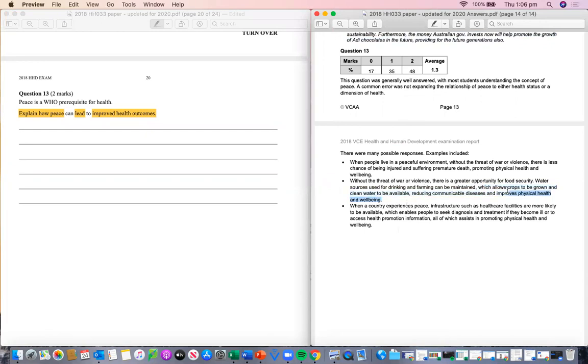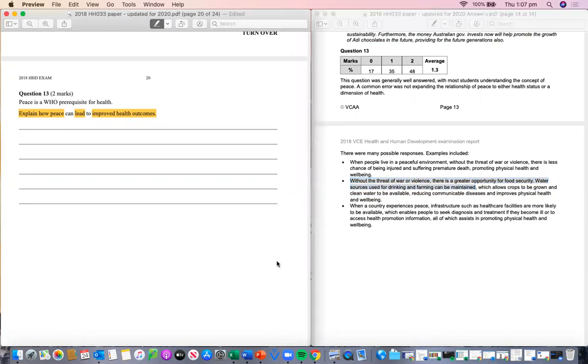So the first mark looks at peace, and the second mark looks at what's maintained. All right, nice and simple for this. So that's just deconstructing the answers and the questions themselves.